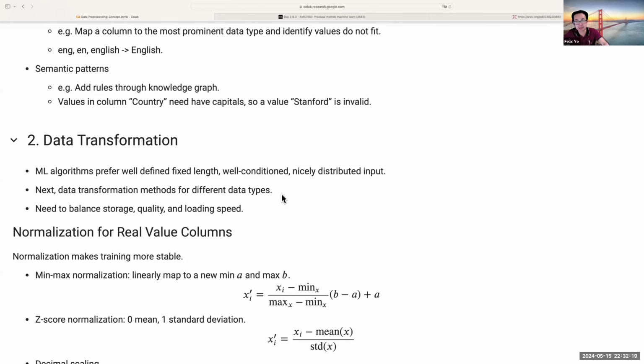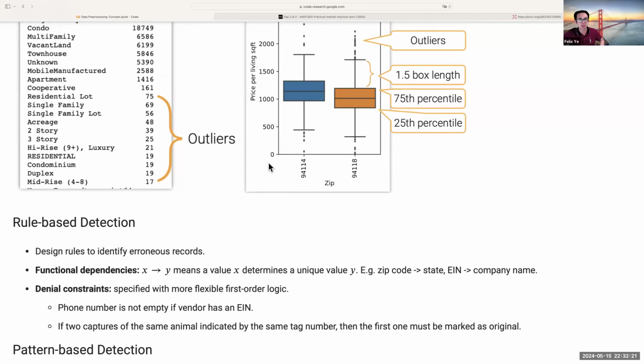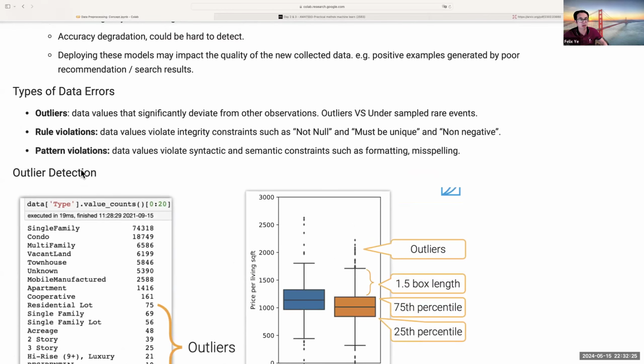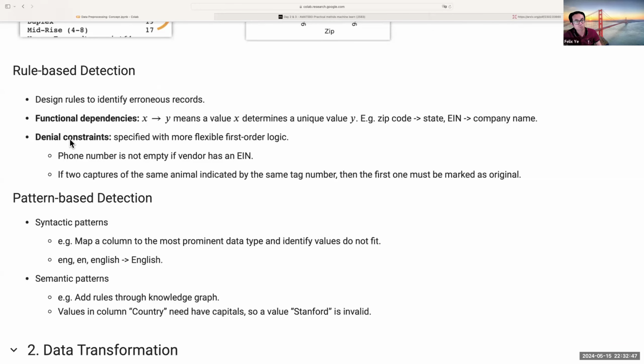So this is data cleaning. In practice, particularly for this course, we will mostly focus on outlier detection. This is something that usually happens a lot. You will see these kinds of things. But you will also see some rule violation and pattern violation a little bit. For most of the time, we will focus on the outlier situations.